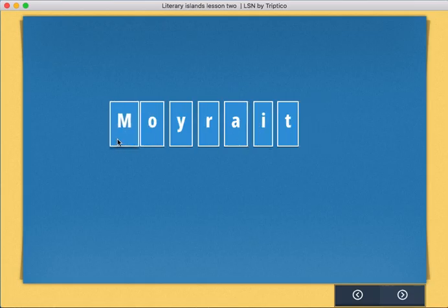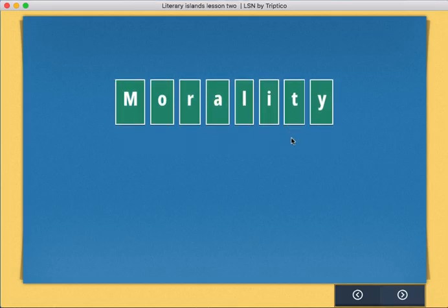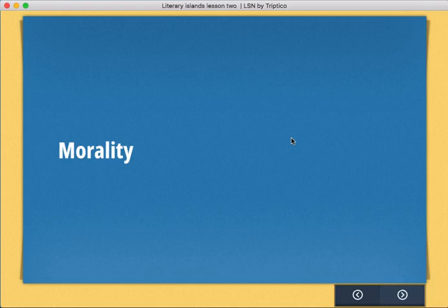Okay, so it's a capital M. Now our word this time is morality. Okay, so that's all of your words. You've unscrambled them all now.